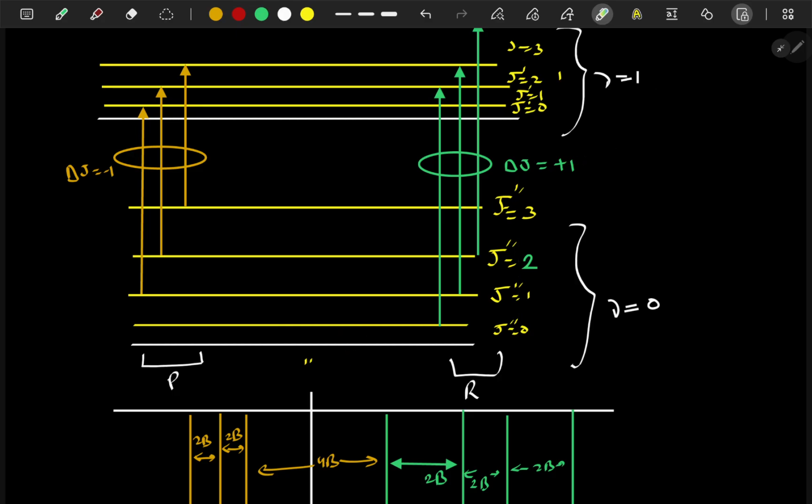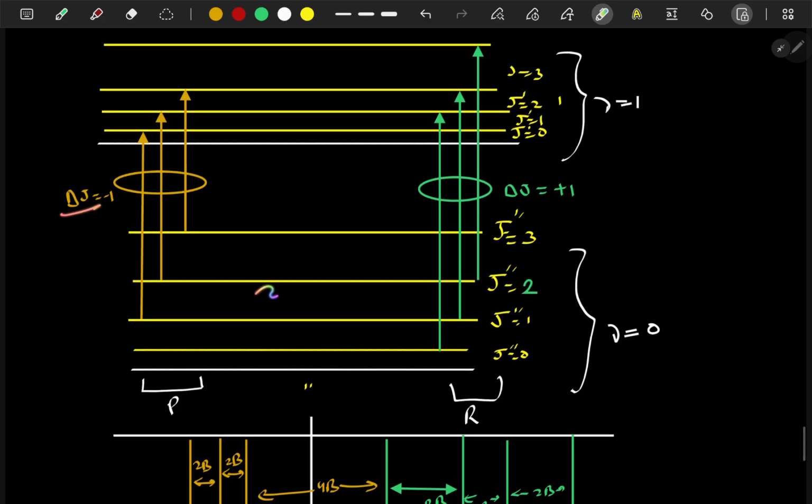So how many transitions are possible? Let's suppose Δ is equal to minus 1. From 0 to 0 is not allowed. From 1 to 0 is allowed, but we have to calculate Δ equal to minus 1. So what will happen for minus 1? Final minus initial, for absorption.